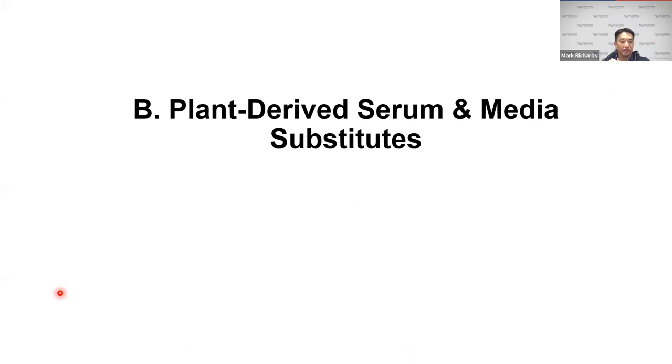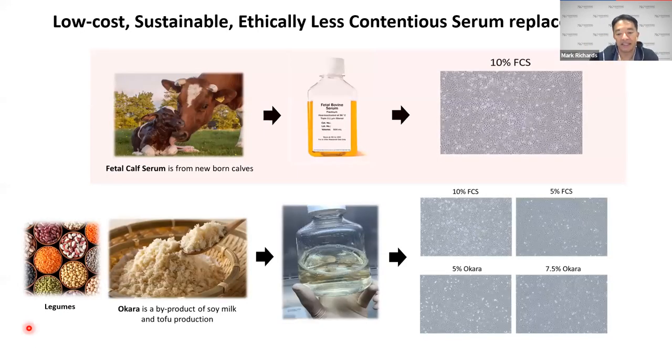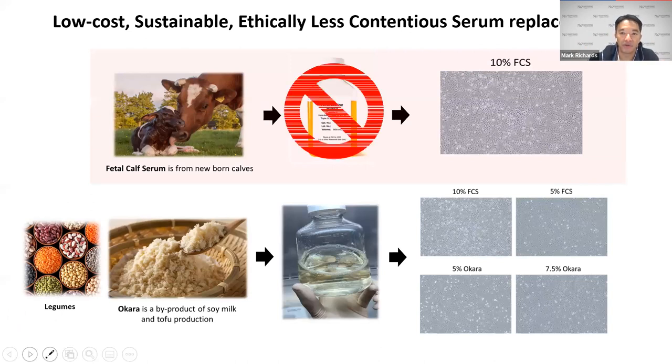So moving on to the second part of my presentation, and that is on plant-derived serum and media substitutes. So here, obviously, the motivation is to get rid of calf serum entirely from the equation. It's something which I worked on many years ago in the embryonic stem cell area, and it's something that has come back in a big way in the cultivated meat space as well.